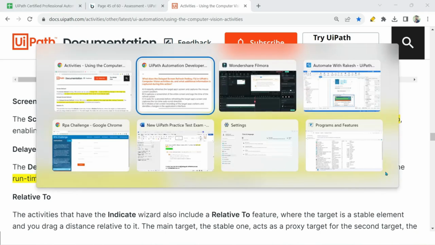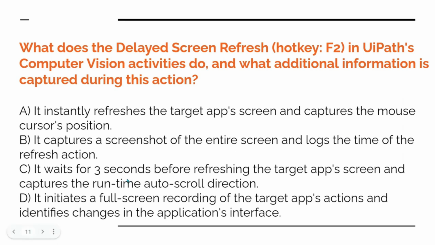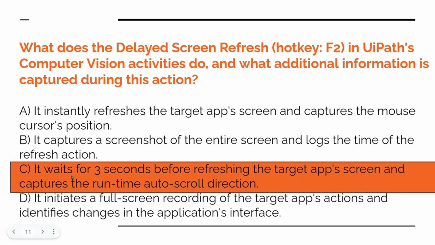This we have read, right? So our answer is C? It initiates a full screen recording of the target app actions and identifies changes in the application interface. So what is the right answer? So the right answer is C. It waits for 3 seconds before refreshing the target app screen.